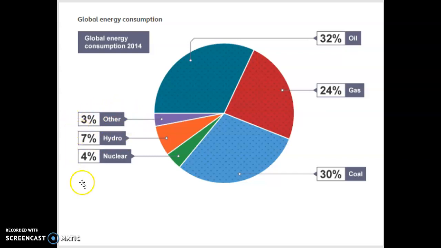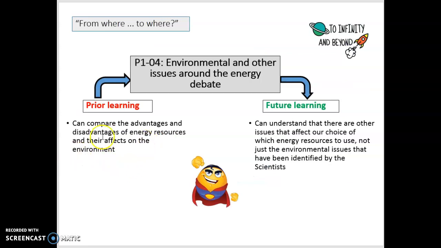Okay. But what is stopping us going even further? That's what we're sort of thinking about today. What issues, apart from environmental issues, which are quite substantially in favour of increasing our use of renewables, what other issues are afoot? So what we're trying to do is we're going from what we already know now, which is comparing the advantages and disadvantages of energy resources and their effects on the environment and their reliability and those other things that we've seen in the past few lessons.